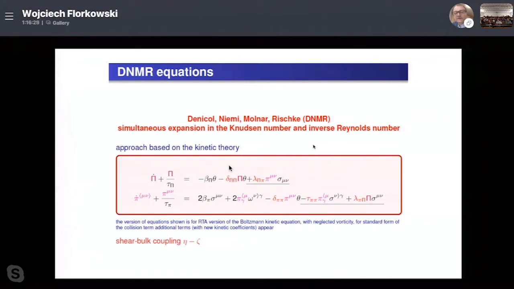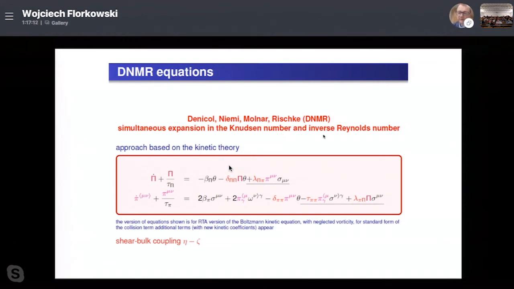And what they do is they make an expansion in the Knudsen number. The Knudsen number is the ratio of a microscopic length, like the mean free path, to the size of the system. So usually you can calculate, for instance, the gradient of the temperature divided by the temperature and divided by the length of the system, like the logarithmic derivative of the temperature scaled by the size of the system. This would be a dimensionless quantity, which describes how strong the gradients in the system are. So this is the expansion in the Knudsen number.